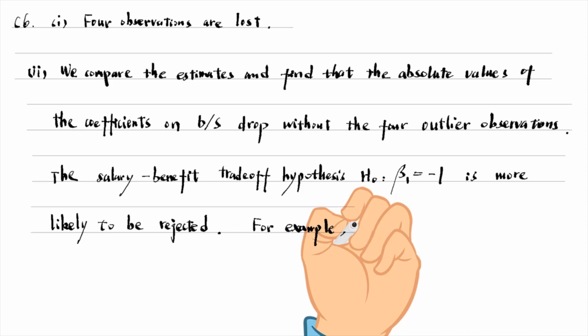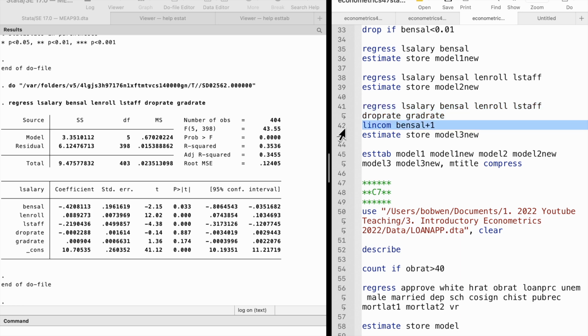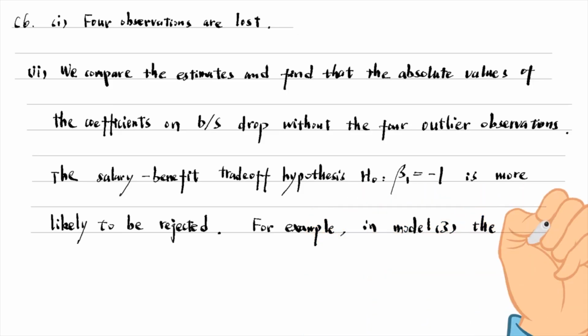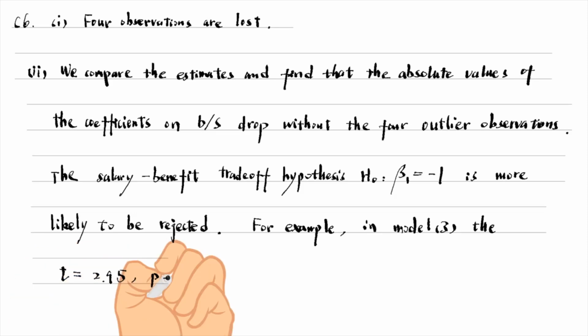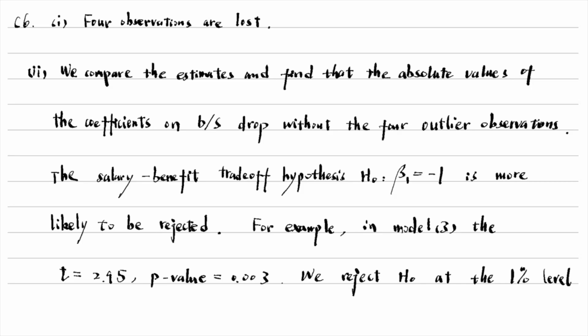For example, we test for the null hypothesis of beta 1 equal to -1 for model 3. The t-statistic is 2.95 and its p-value is 0.003. We reject the null hypothesis at the 1% level. By contrast, the null hypothesis is rejected only at the 5% level without dropping the 4 observations.